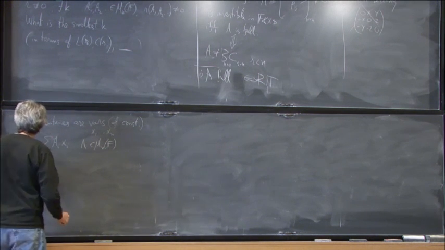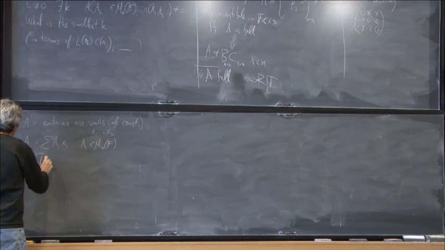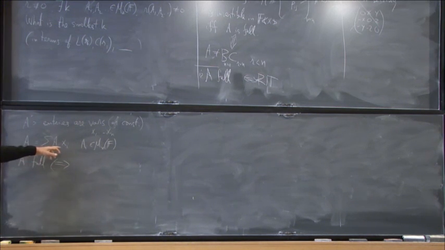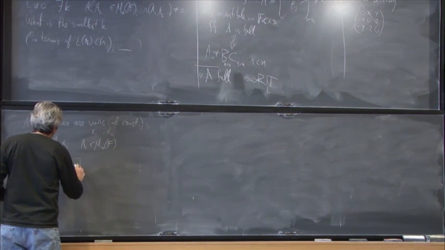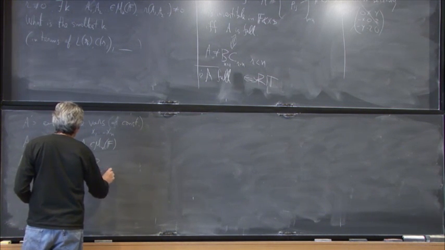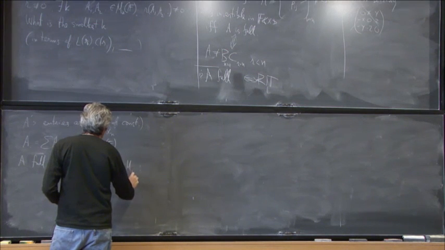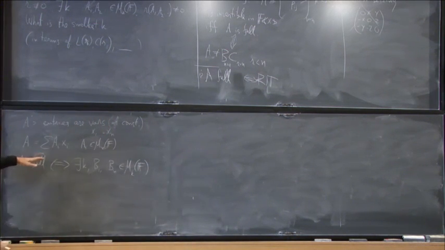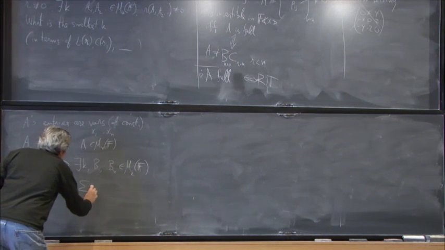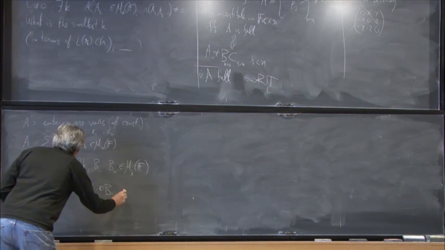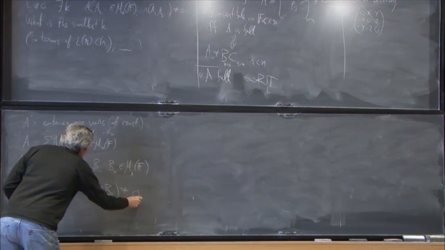So A is full if and only if for some matrices that we plug in, we get something non-zero. In fact, let me write: if and only if there exists a k and there exist matrices B1, ..., Bn in Mk(F), so that when we substitute, this bigger matrix will be invertible. And since these become elements of the field, they commute, so this is just about the determinant of this matrix. So the determinant of this sum, Ai tensor Bi, is not zero.